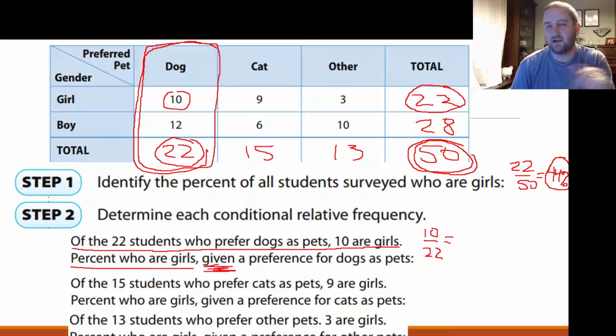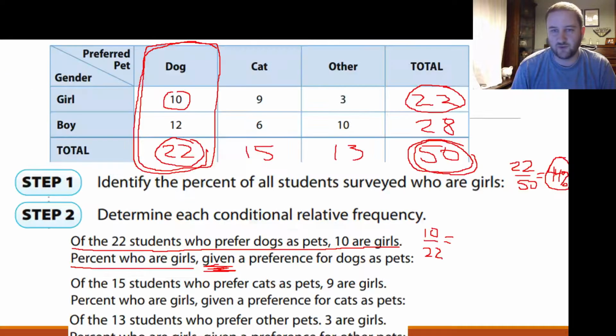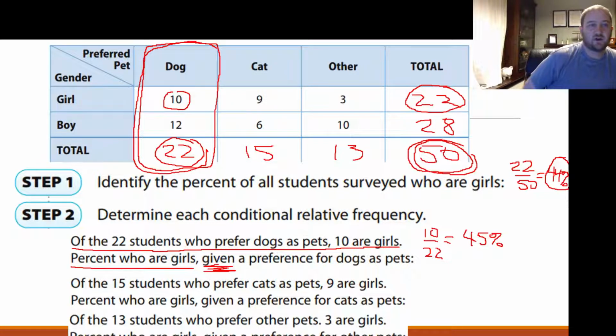Again, I've got the percents written down here, but you can actually plug them into Desmos, right? Let's go over to Desmos real quick. 10 divided by 22 gives us 45%. So 45% of dog lovers are girls.